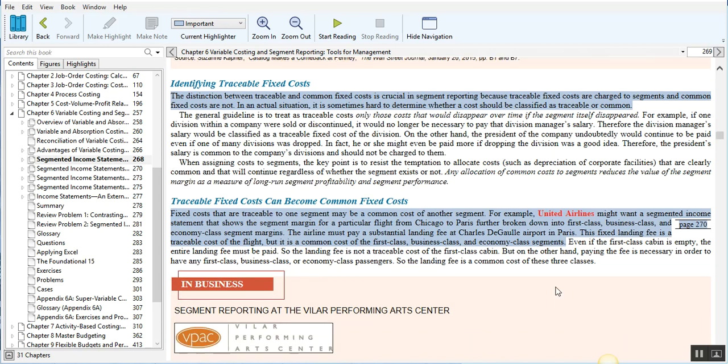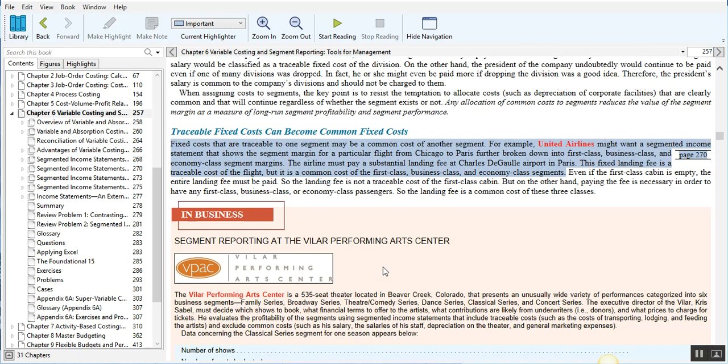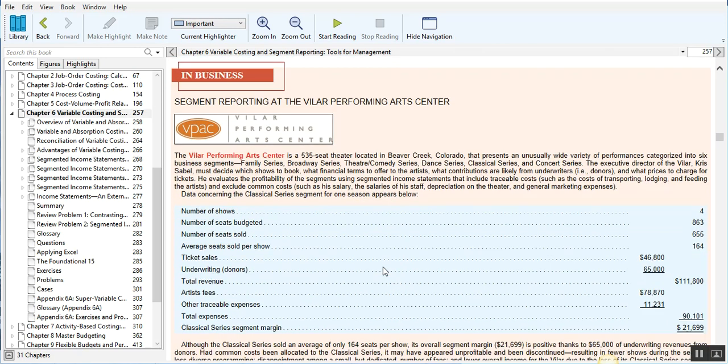So whether or not you have any tickets sold in first class or business class, you're going to pay the fee regardless. So it's not a traceable cost.